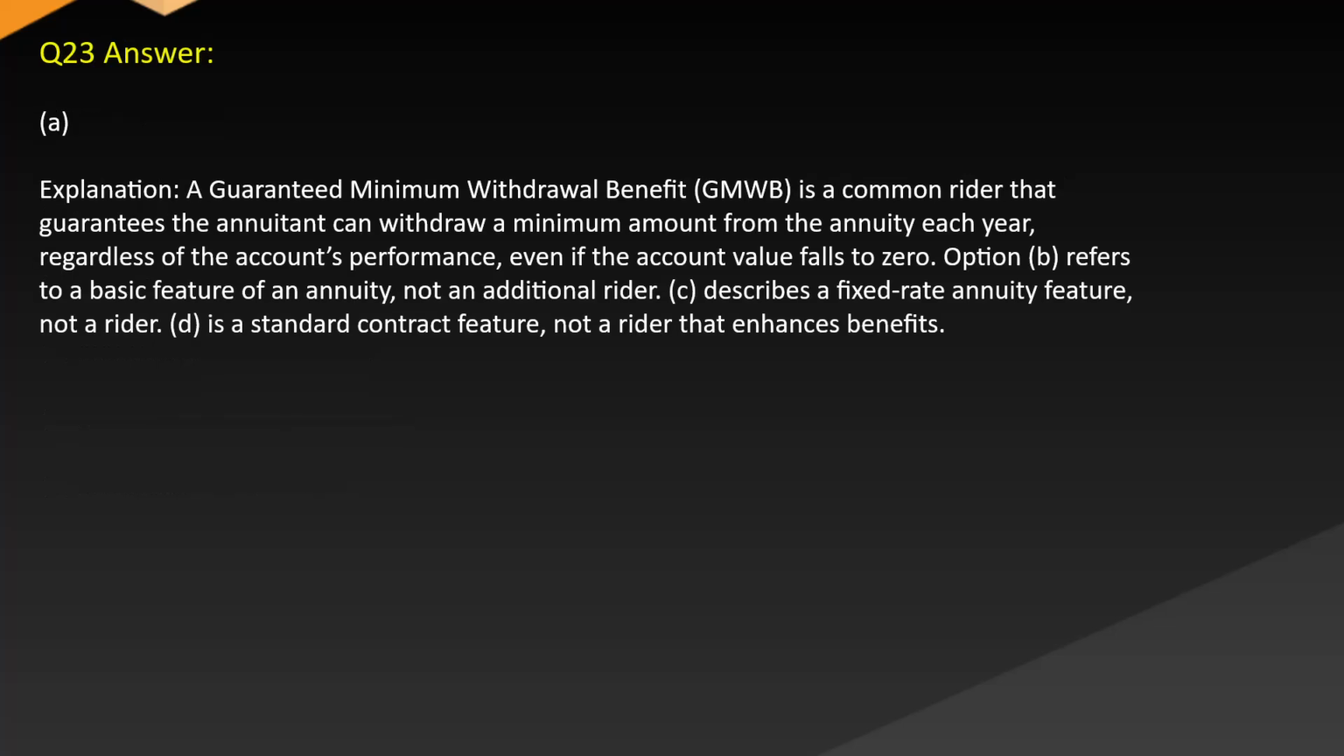Answer. A. Explanation. A guaranteed minimum withdrawal benefit is a common rider that guarantees the annuitant can withdraw a minimum amount from the annuity each year, regardless of the account's performance, even if the account value falls to zero. Option B refers to a basic feature of an annuity, not an additional rider. C describes a fixed rate annuity feature, not a rider. D is a standard contract feature, not a rider that enhances benefits.